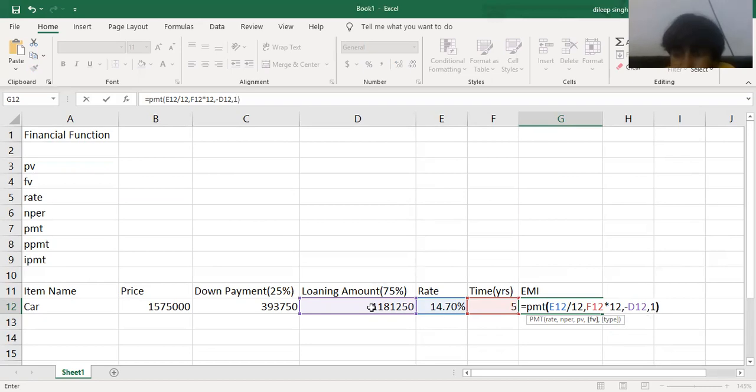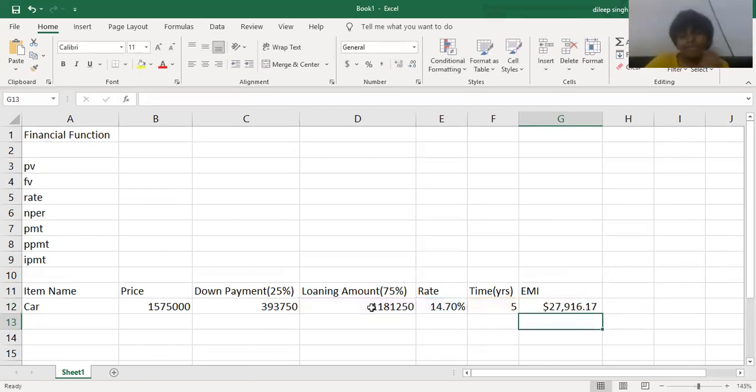For example, if you purchase a car and you want to pay the advance installment first, then we use 1, and if you want to pay the installment after 1 month, just press 0. Okay, not will be the 1. Understood? Yes, sir. So that is the calculation. When you press enter, you will get the EMI.